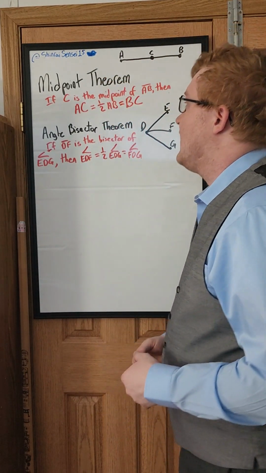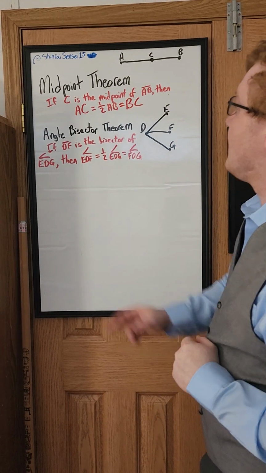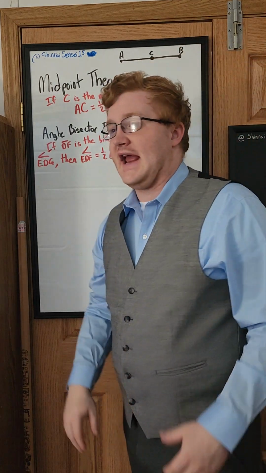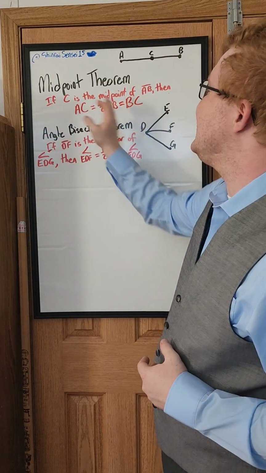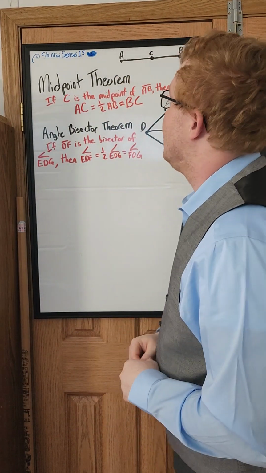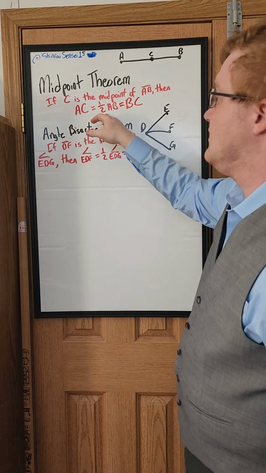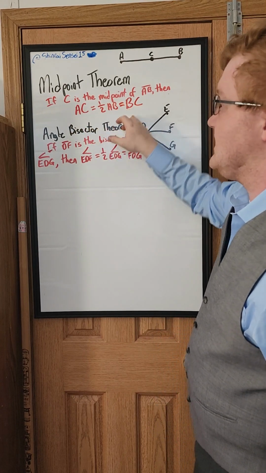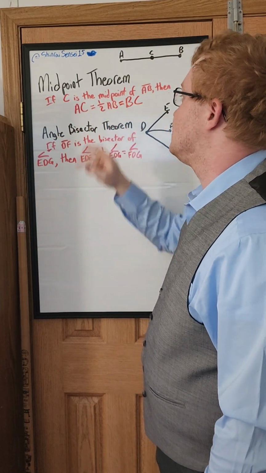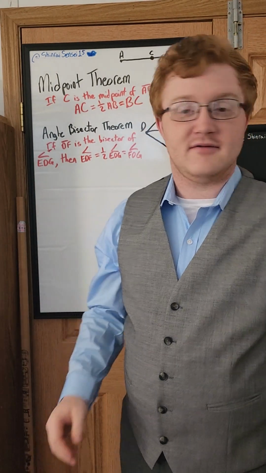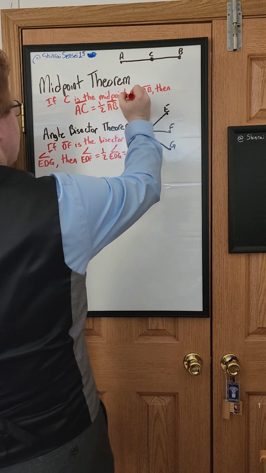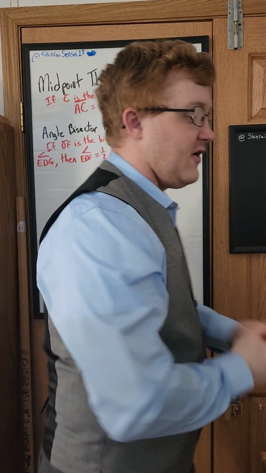But the two theorems that we have today are midpoint theorem and angle bisector theorem. And basically these are referencing halfway points, right? So if C is the midpoint of line AB, then AC is equal to 1/2 AB, which is also equal to BC, right? So segment BC and segment AC are both equal to half of segment AB. I probably better, just for the sake of proper annotation, put the little line segments over top of all those.